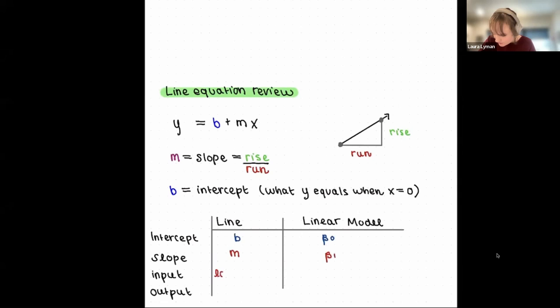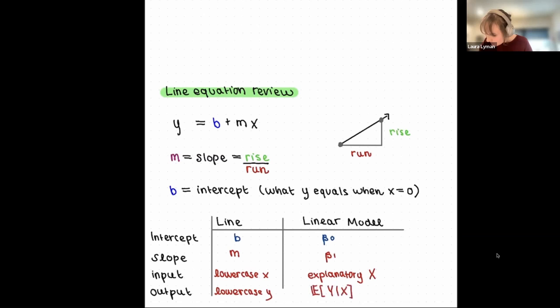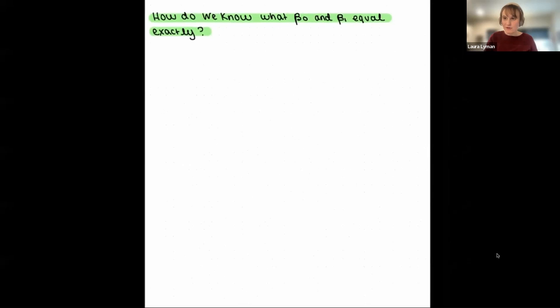Our input, say for high school, is going to be a lowercase x. For a linear model, our input is the explanatory capital X. For a regular line, our output is a lowercase y. And for the linear model, we instead replace the lowercase y with this boldface E, and Y, capital Y specifically, given our explanatory X. Perfect. So how do we know exactly what beta zero and beta one equal?